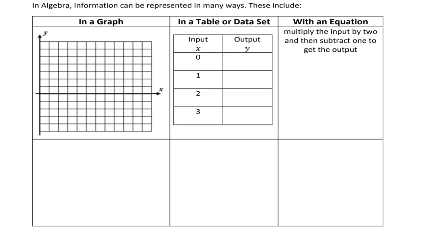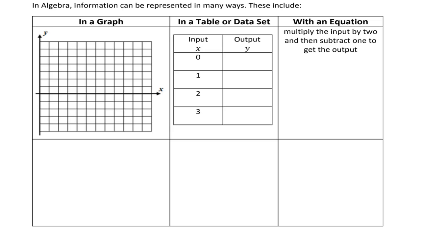So again, in algebra, information such as a function can be represented in many ways. This would include a graph, a table or data set, so again a list of points, or just a table, a little more organized, or with an equation. So I'm going to start actually with the equation, and I'm going to work kind of forwards, and these are all going to represent the same exact function. So I'm going to start with this one.